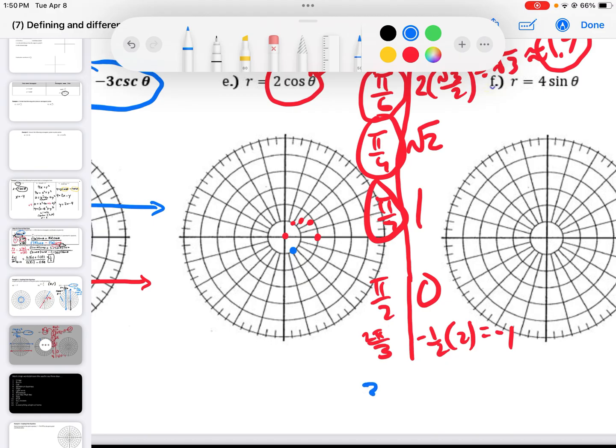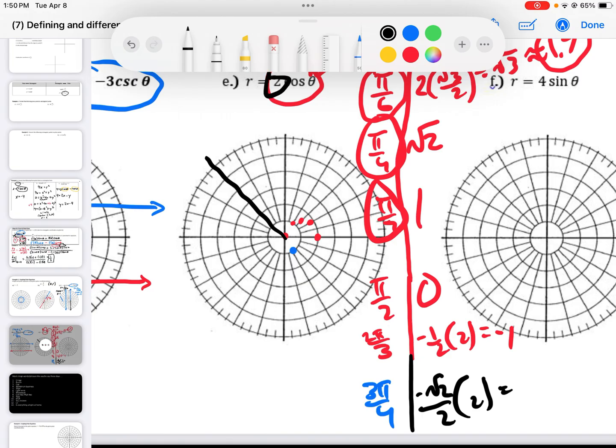Okay, so let's do another one. The next one I know is 3 pi over 4. 3 pi over 4 would be this radian here. 3 pi over 4, the cosine of that is negative root 2 over 2, but I multiply it by 2 from this 2. And then I get negative root 2, which is about negative 1.4. So again, if it was a positive radius, I'd go 1.4 there. But since it's negative, I go back about 1.4.